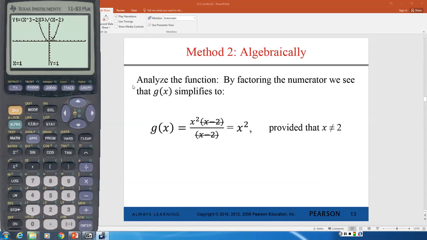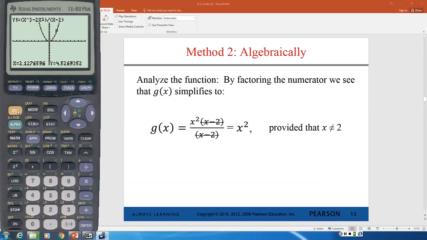And then I'm going to trace from there as close as I can get to 2. I'm pretty close to 2 right there. Notice that y, as I got closer and closer to 2, got closer and closer to 4. But now I've jumped over 2.